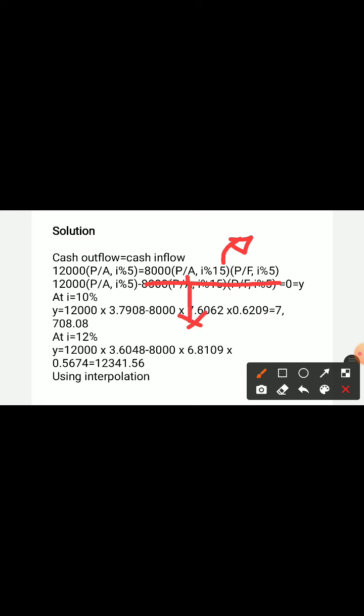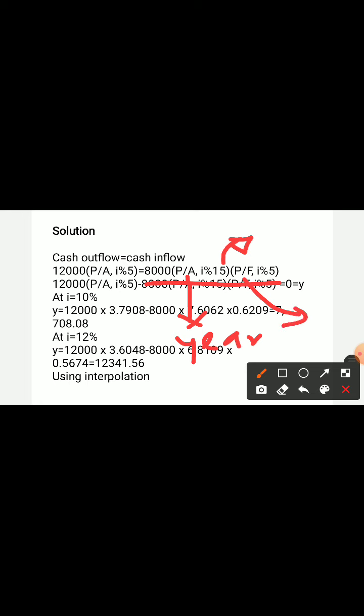Here the P by A factor is the uniform series present worth factor, so it is deducted at each year. And this P by F is a single payment present worth factor. So this is considered for the 5 years.